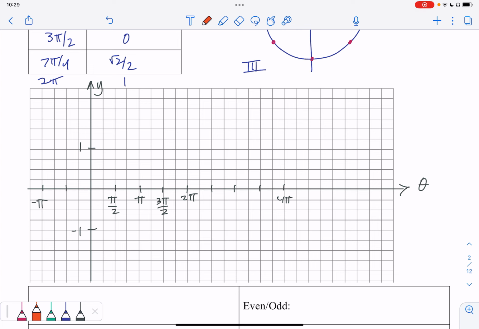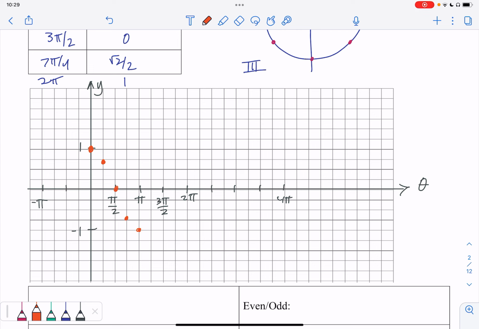For this one, when I plug in 0, I get 1. So I start out up top. Cosine of pi over 4 is 0.7, so I just approximate where that is. Cosine of pi over 2 is 0. Cosine of 3 pi over 4 is negative 0.7, and cosine of pi is negative 1. So I get this nice little snaky shape there.